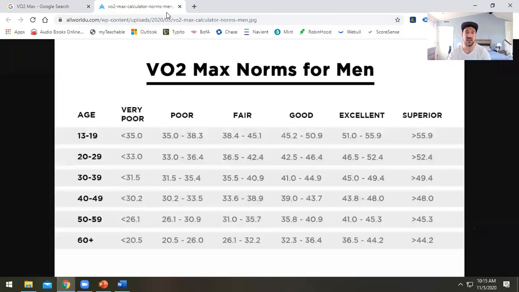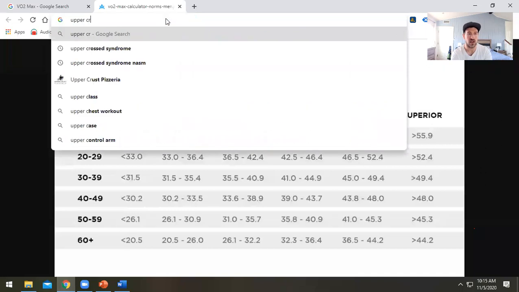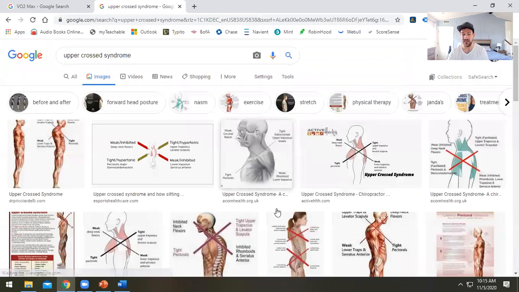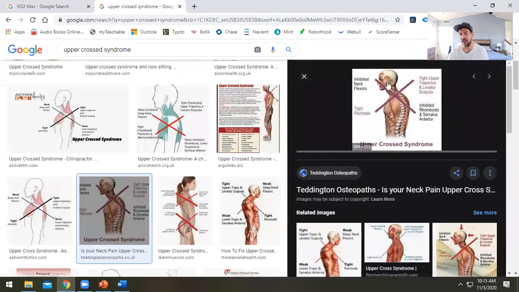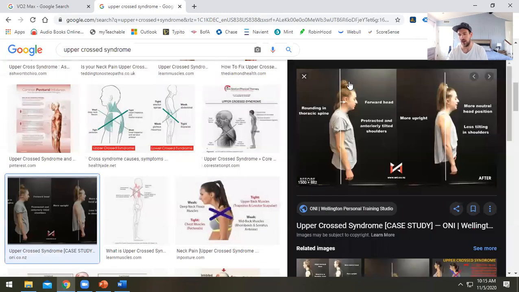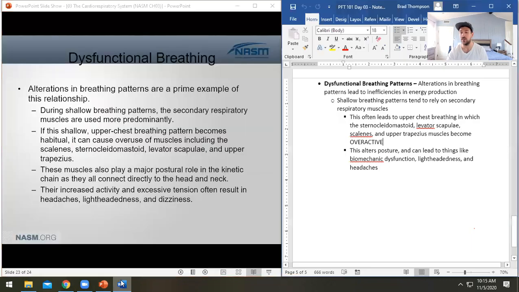So when we see what is called upper crossed syndrome, which is where you see somebody who has a posture kind of like this, right? They have that forward head, they've got those rounded shoulders, right? That is going to lead to dysfunctional breathing patterns. And that's why you'll often hear people with this type of posture describe that they get tension headaches in the back. They often feel like they're out of breath. They get side stitches when they're running, all those kind of things, right? So alterations in your breathing patterns are an example of dysfunctional breathing.